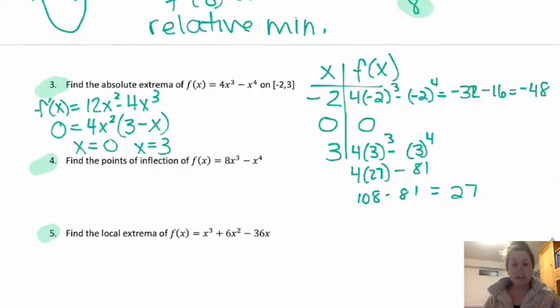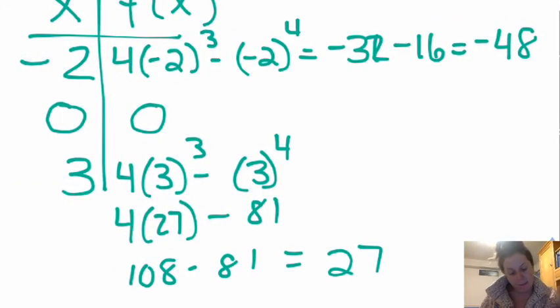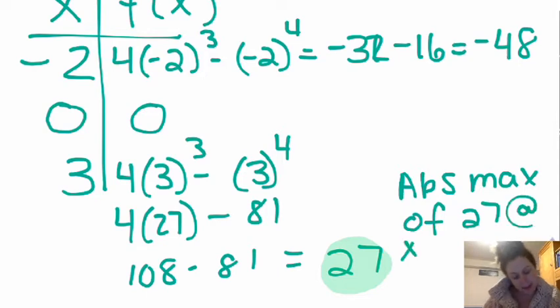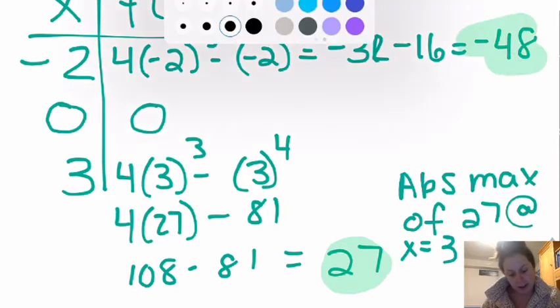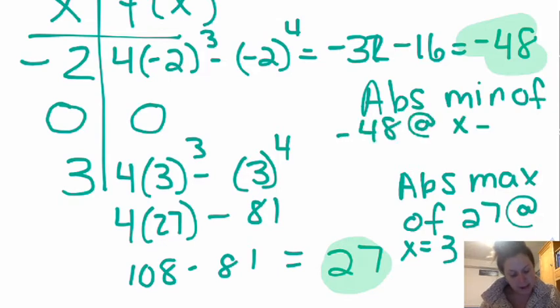Now, you also need to be careful with what your maxes and mins are, what it's asking for. If it says find the absolute extrema, that is asking you to find the y values. So the way you would phrase this is you'd look at your chart and say, okay, the maximum is 27. So I would say there's an absolute max of 27, right, of the y value at x equals 3. And the minimum is -48. There is an absolute min of -48 at x equals -2.